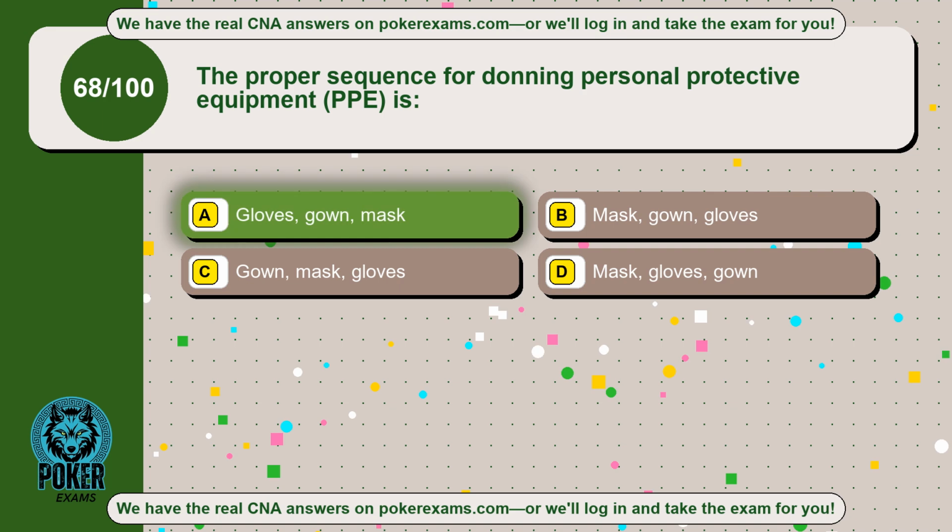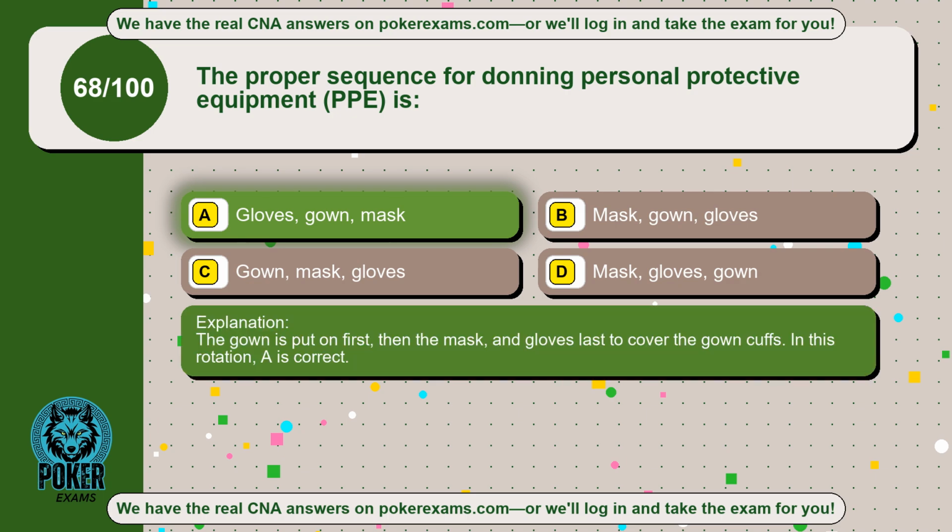The correct answer is option A, gloves, gown, mask. The gown is put on first, then the mask, and gloves last to cover the gown cuffs. In this rotation, A is correct.